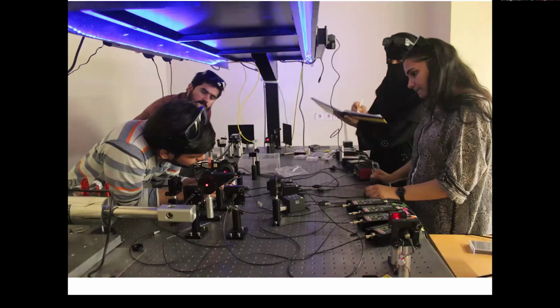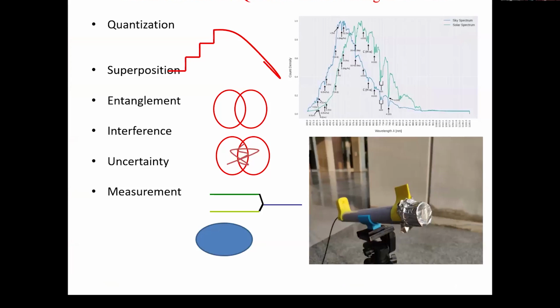This is a picture of the single photon laboratory, with students working on it. All of these are different kinds of elements that implement quantum processes. We use this laboratory to demonstrate different ideas: quantization, superposition, entanglement, quantum interference, quantum uncertainty, and the process of measurement.